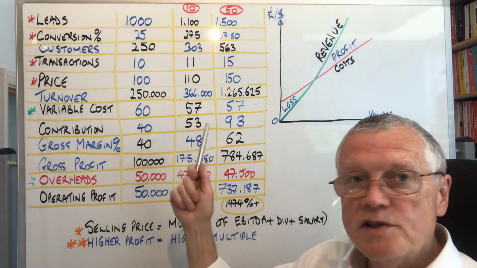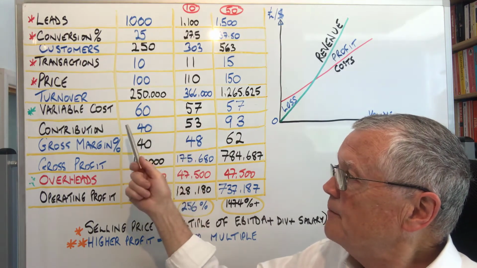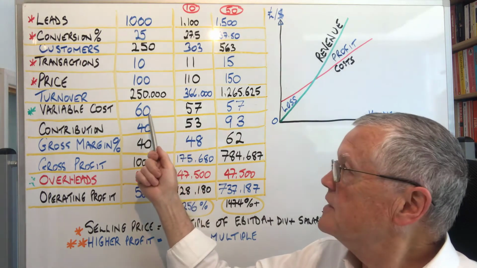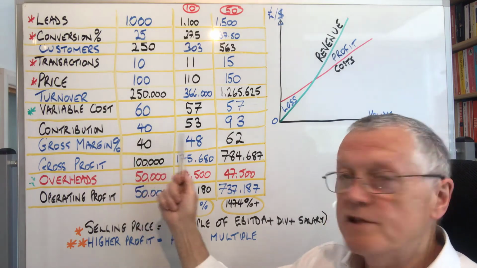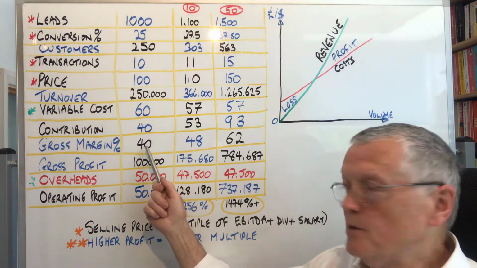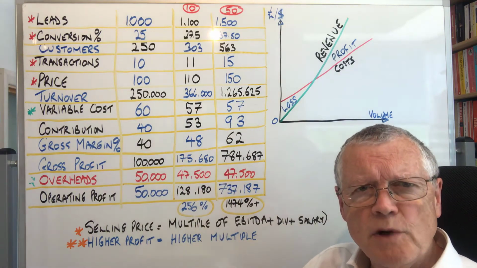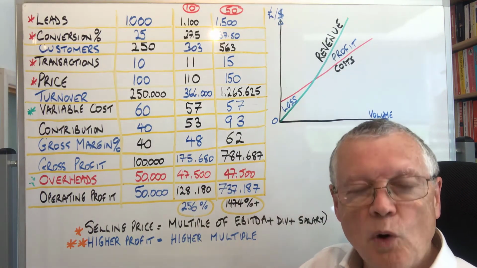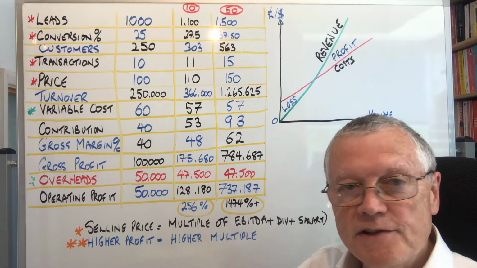Doing these things automatically increases our gross margin. So here, where we found the 10% increases, our gross margin went up from 40 to 48%. And where we find the 50% increases, our gross margin goes up from 40 to 62. So basically what it means is not only are you selling more, but you're making more profit as a percentage on the extra that you're selling.